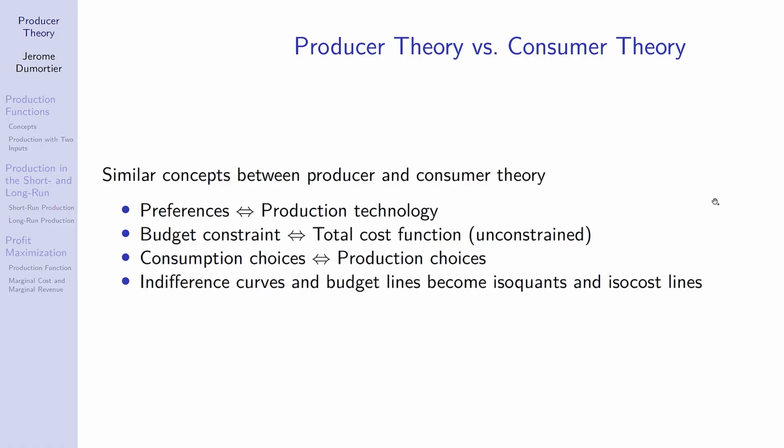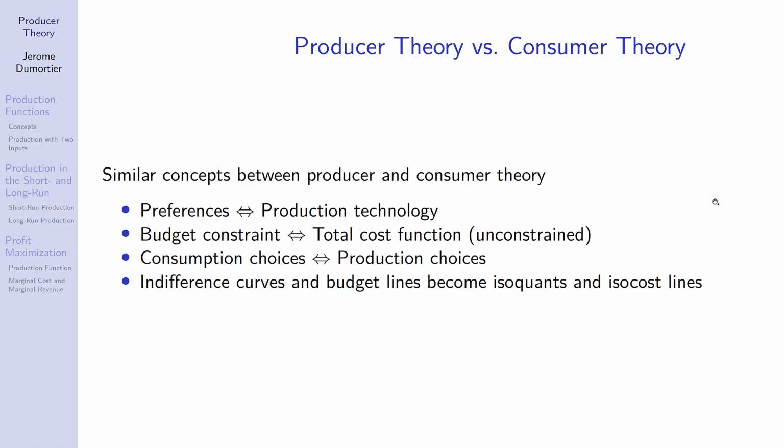Consumer preferences are analogous to production technology. Just as consumers have preferences over bundles of goods, firms have production technologies that determine how inputs can be transformed into outputs. Budget constraints faced by consumers are similar to cost constraints faced by producers. Consumers choose their optimal consumption given their budget, while producers choose their optimal production given their input costs. The big difference is that producers are not constrained to a fixed budget.